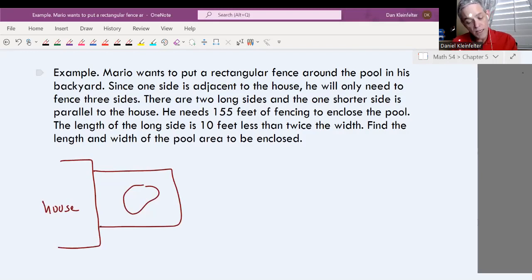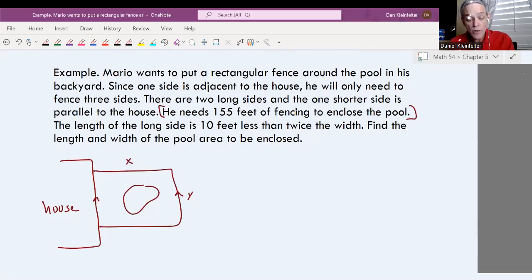There are 2 long sides, and the one shorter side is parallel to the house. That looks a little weird, but I guess that's the way it is. The shorter side of the rectangle is parallel to the house. The longer sides are perpendicular to the house. He needs 155 feet of fencing to enclose the pool. There's a lot here, isn't there? The 155 feet of fencing to enclose the pool, that's going to be our first fact. I'm going to let x be the long direction and y the shorter direction.